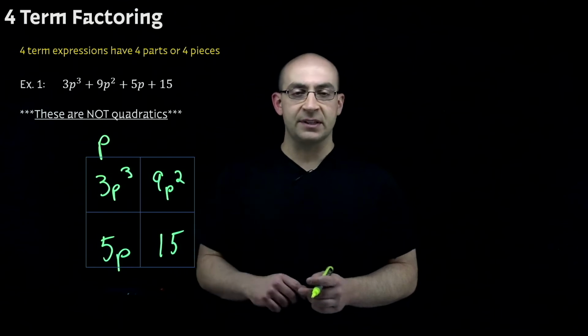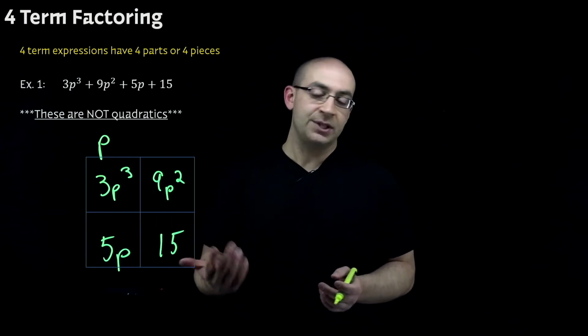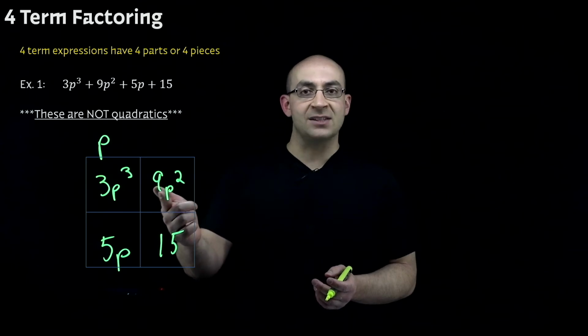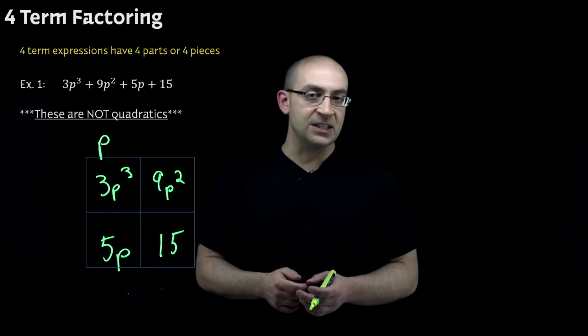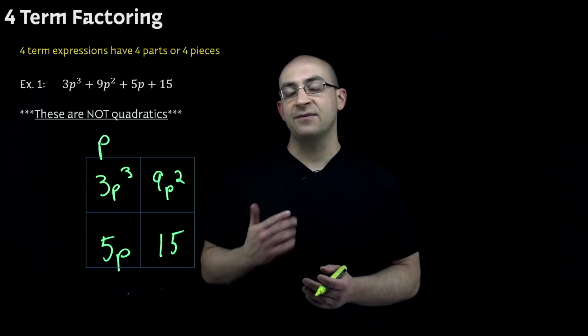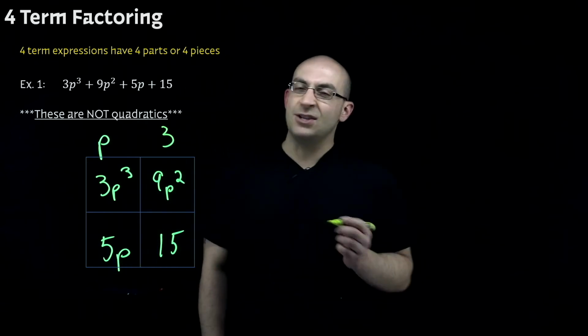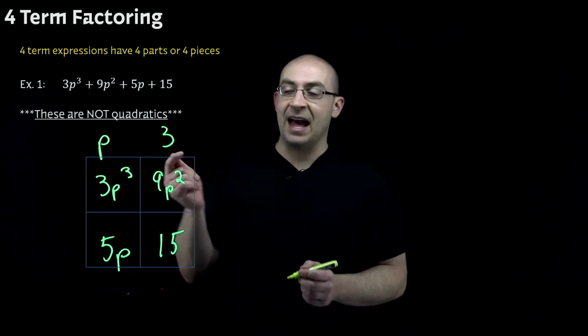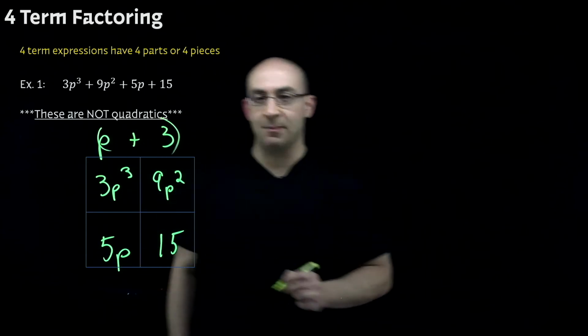Let's go to the second column. What do both of those things have in common? 15 doesn't have a p at all, so we can't take a p out. But I can take out something that has commonality with 9 and 15. They're both divisible by 3, which means I can factor out a 3. So the 3 comes out. And just like the area model, just like that, we've got our first set of factors. The first set of factors are p plus 3.